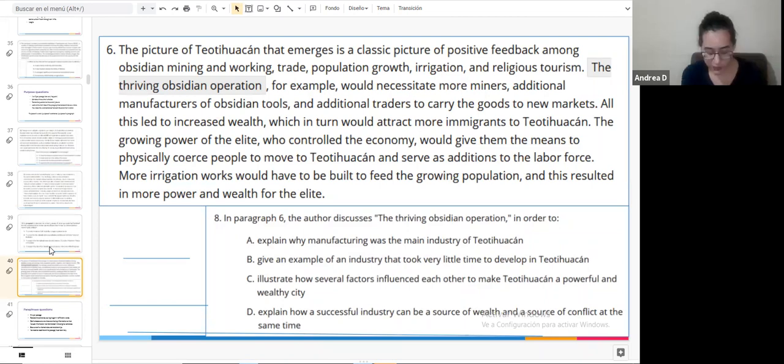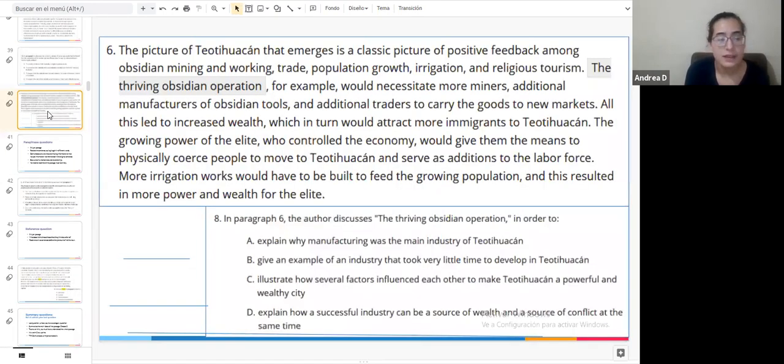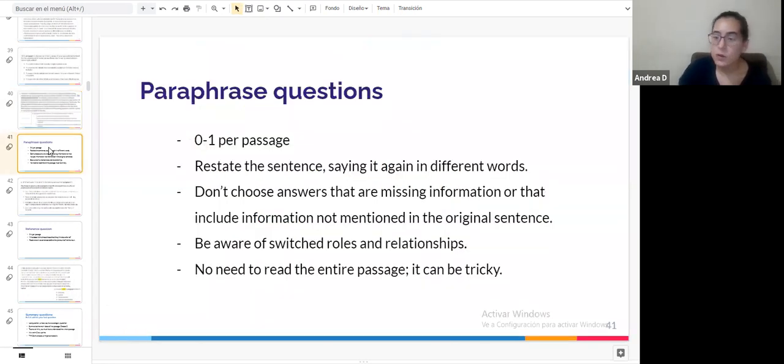Okay, now the paraphrase questions, the next ones. I love these questions because you don't have to do what we just did. You don't have to read and try to think of what the answer is. In this case, everything you need to read is going to be in the question itself. You don't have to go back to the passage or the paragraph or anything. What they're going to be asking you to do is to paraphrase something. So restate, basically, find synonyms or find out what the closest sentence is to the one that they're giving you.